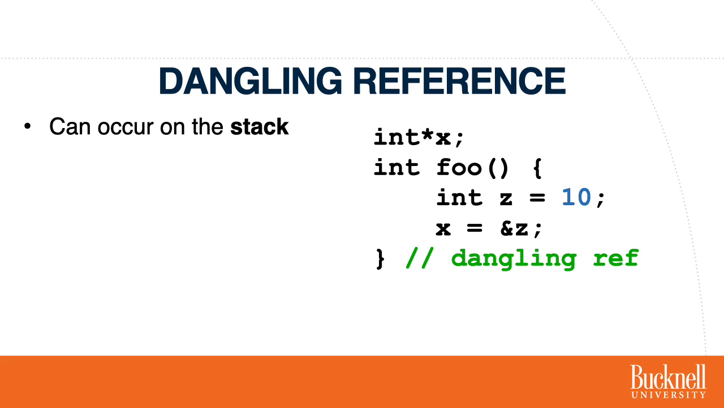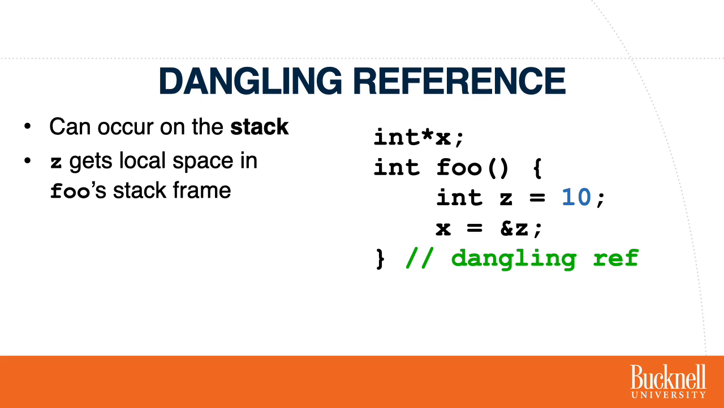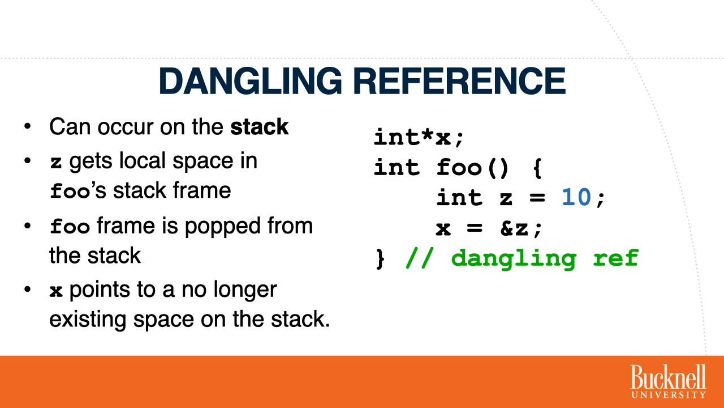Dangling references can also occur on the stack. In this example, we have a function foo and a global x. Inside of foo, we have a local variable called z and assign to it the value 10. We then make x point to the data inside of z. When foo is popped off the stack, x points to a no longer existing space.